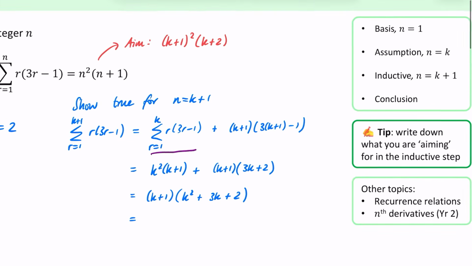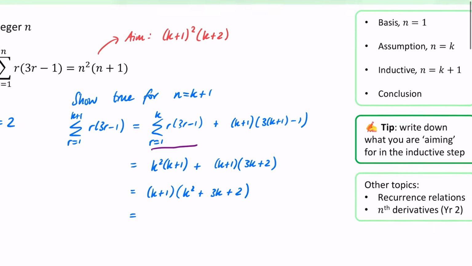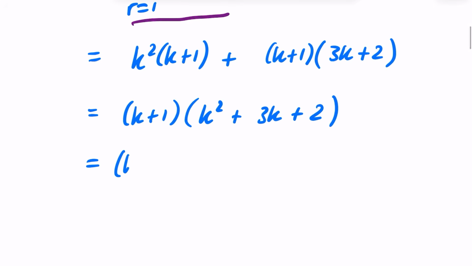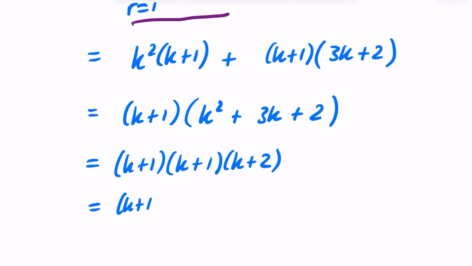It looks like that second bracket that we've got is a quadratic. I think it should factorize to a k plus 1, k plus 2 to give us the thing that we are aiming for. So that's a k plus 1. Does it factorize like that? Yeah, I think it does. A k plus 1, k plus 2, yeah, it does factorize, which means that we have it as a k plus 1 squared and a k plus 2.